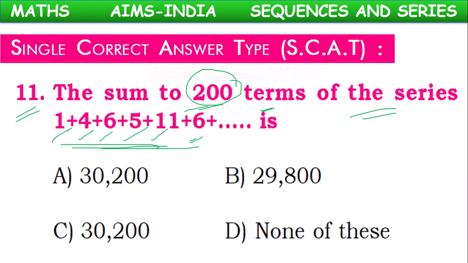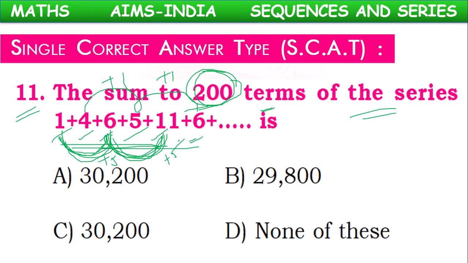Let's divide it into two parts. One is 1, 6, 11, because 1 plus 5 is 6 and 6 plus 5 is 11. So let's take this 1, 6, 11 out of 200 terms. If we take the odd number of terms, we will get 100 terms. And if you take the even number of terms, 4, 5, 6, where 1 is added each time, we will also get 100 terms.